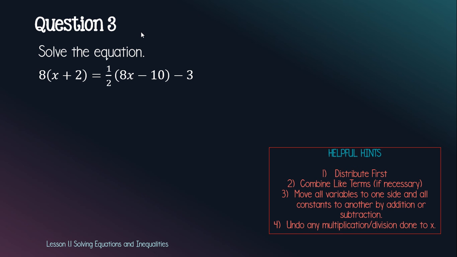All right, question 3 says to solve the equation, and I have an equation here. It says 8 times the quantity of x plus 2, and that equals 1/2 times the quantity of 8x minus 10, and then minus 3. So this one might seem a little bit more daunting at first.